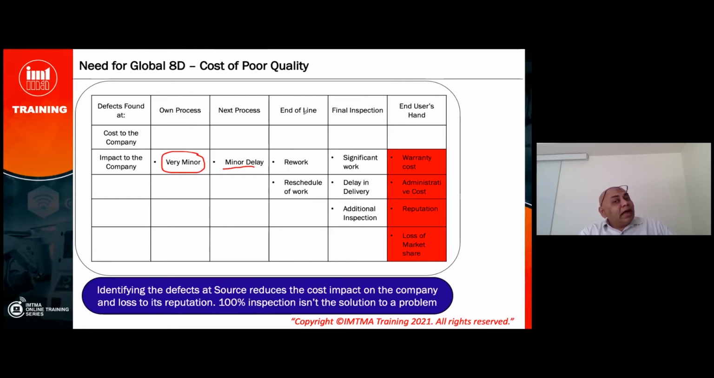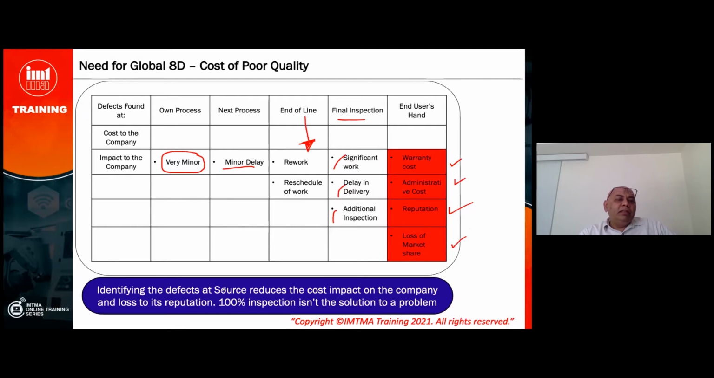If you catch it at the end of the line, there is rework, there is reschedule of work. Then if you catch it at final inspection, there is significant work, delay in delivery, additional inspection is required. And if the defect reaches the end user, the customer, then it involves warranty cost, administrative cost, reputational loss, and possibly loss of market share.